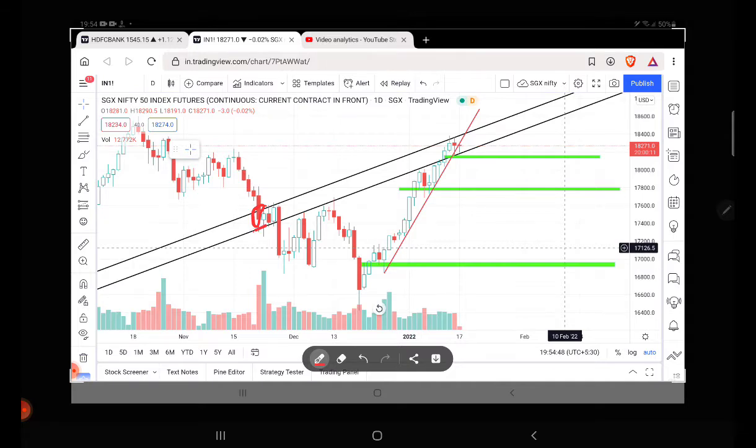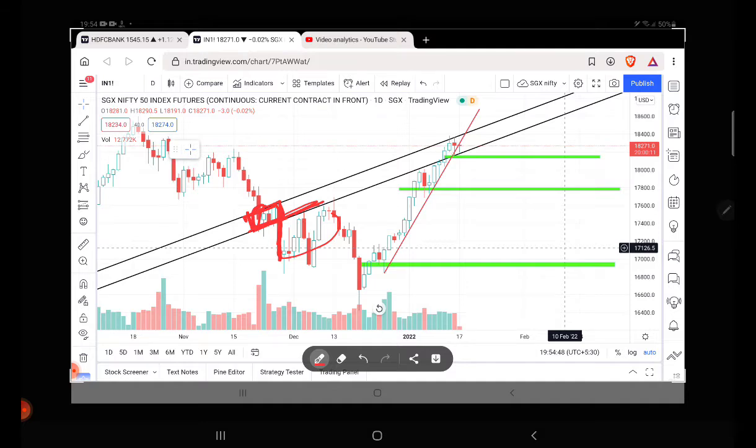But after consolidating for 3 days at this parallel channel, we broke the support range of SGX Nifty for the first time from March 2020. We broke with a very huge red candle. After that we managed to trade below this trend line only, below the support area of SGX Nifty. We traded for about 20 to 25 days like that. But here we have seen a good upside rally in this January month, and now we are again at the support range.